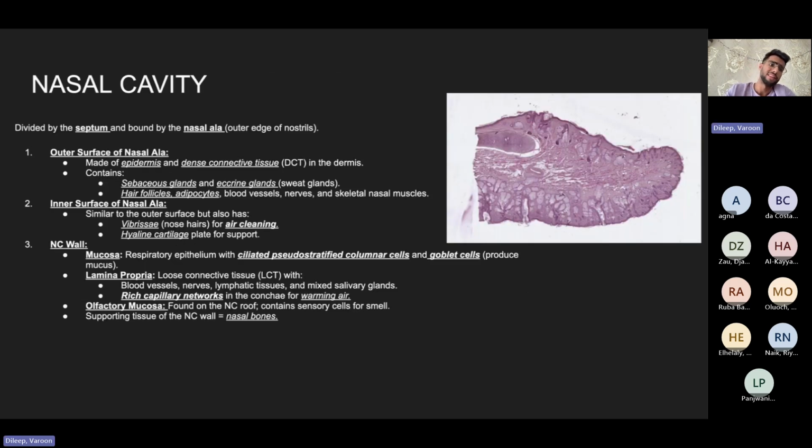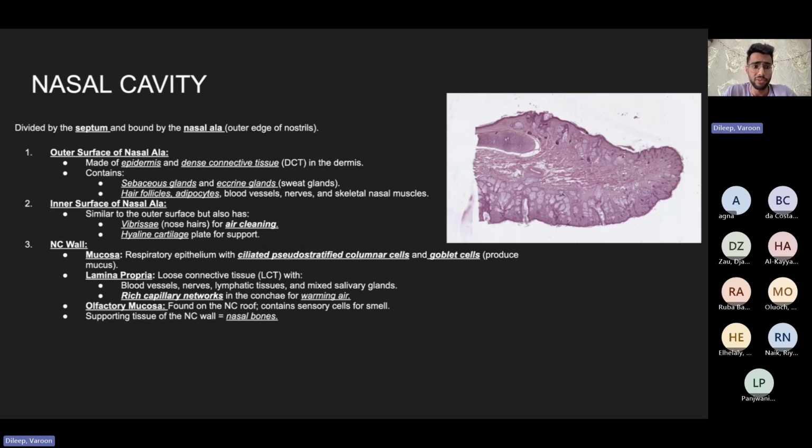When we talk about the nasal cavity, I will explain with the fingerland later, after I tell you guys some theory about it. It is divided by the septum and it is bound by the nasal ala. The outer surface of the nasal ala is made up of epidermis and dense connective tissue. The epidermis is stratified squamous keratinized epithelium, and it includes sebaceous glands as well as eccrine sweat glands, and it also has hair follicles, adipocytes, blood vessels, nerves, and skeletal nasal muscles.